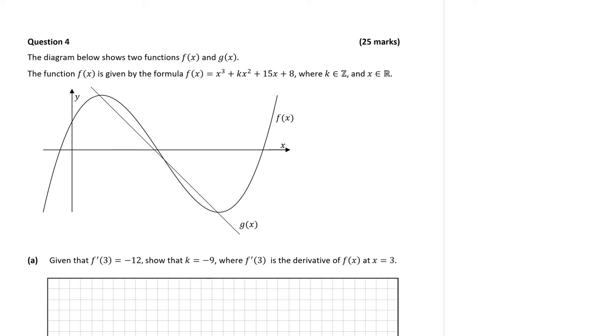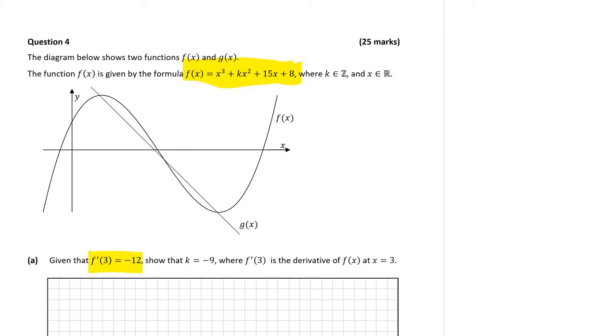Here we're going to be looking at Maths Paper 1 2020 question 4, and it has to do with calculus. So you've got a cubic function, f of x, and a linear function, g of x. You are given something about the formula of f of x, and I presume you need to work out what k is. You're told that given f prime of 3 is equal to minus 12, show that k is equal to minus 9.